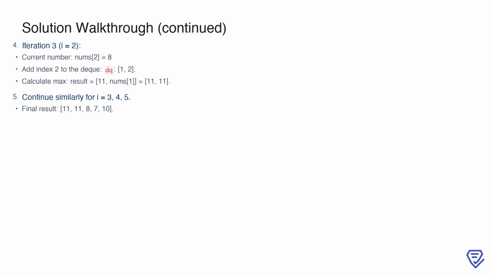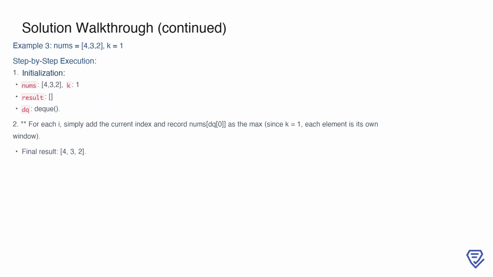By the end of the array, the final result is 11, 11, 8, 7, 10. In this final example, we are given the array nums equals [4, 3, 2], and a window size k of 1. Since the window size is 1, each element forms its own window, and the maximum for each window is simply the element itself.